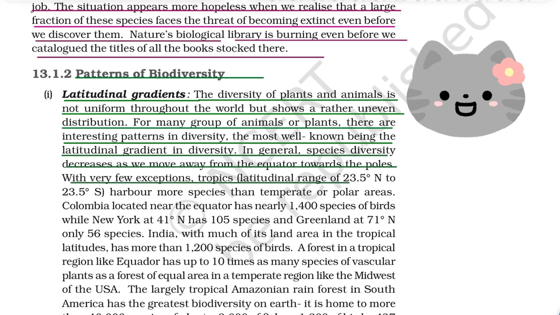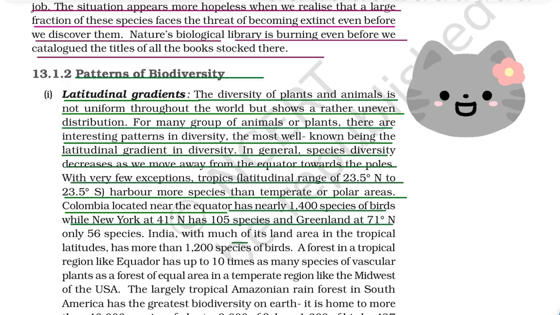With very few exceptions, the tropics, with a latitudinal range of 23.5 degrees north to 23.5 degrees south, harbor more species than temperate or polar areas. Colombia, located near the equator, has nearly 1,400 species of birds, while New York at 41 degrees north has 105 species and Greenland at 71 degrees north only 56 species. India, with much of its land area in the tropical latitudes, has more than 1,200 species of birds.